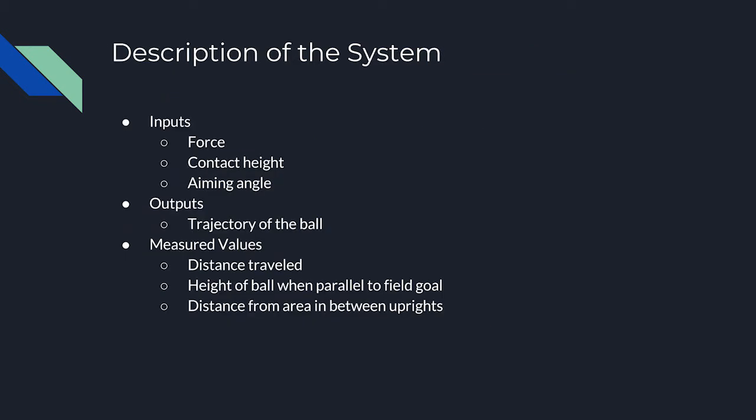The inputs of our system are the force of the foot contacting the ball, the contact height, or where on the ball your foot impacts, and the aiming angle, or the direction of the force on the ball. The outputs are the trajectory of the ball. Does it go through the uprights or not? The measured values are the distance traveled. Does it go far enough? The height of the ball when parallel to the field goal, is it high enough? And the distance from the area in between the uprights, did it miss left or right?